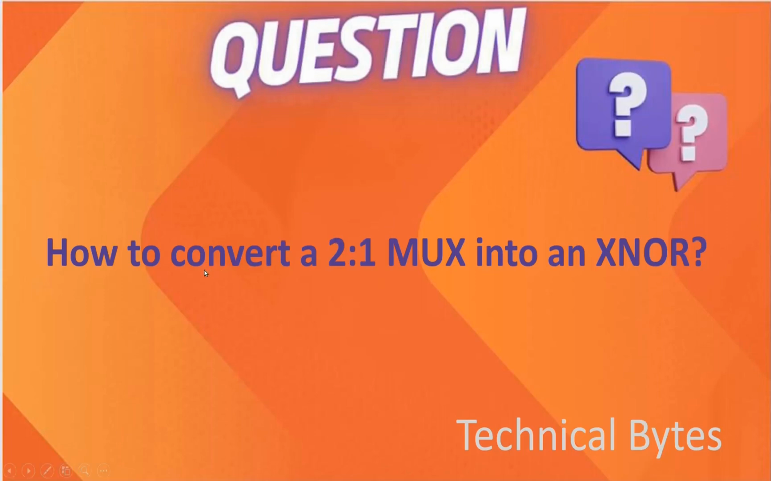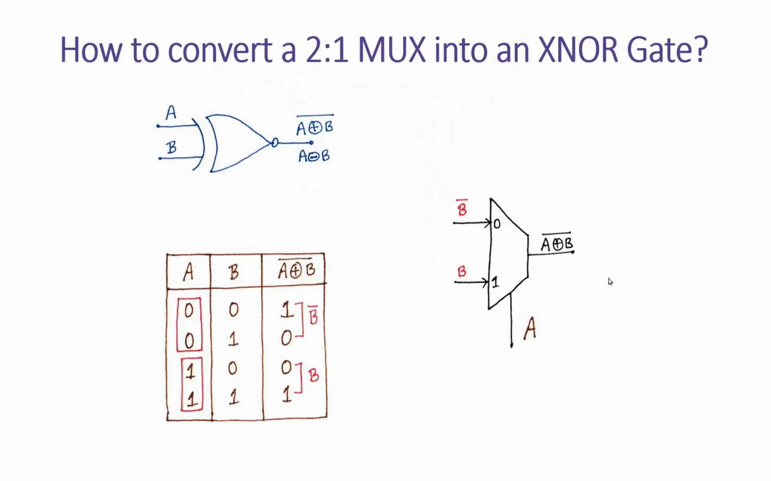And the question is how to convert a 2:1 multiplexer into an XNOR gate. Let me reveal its answer. This is XNOR and this is a symbol of XNOR gate. It is not of XOR gate. It has two inputs A and B and this is a truth table of XNOR gate.